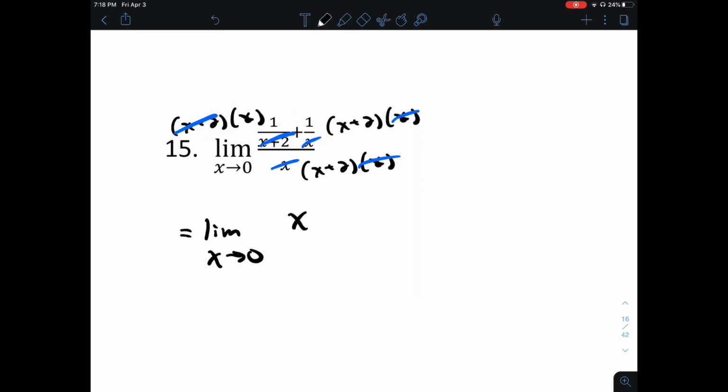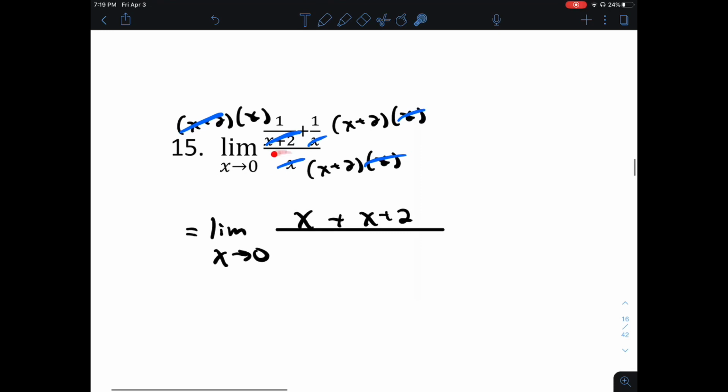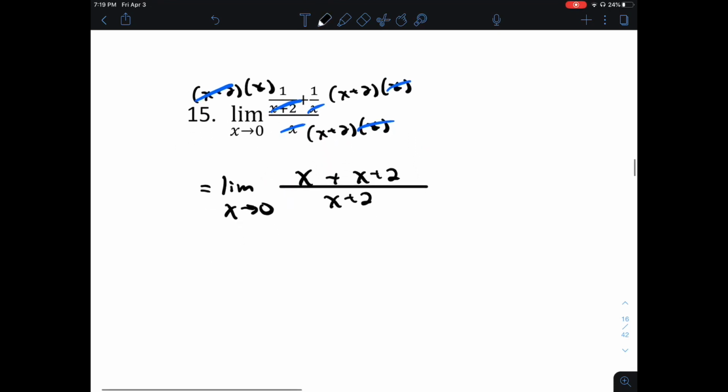This first fraction is just going to be an x plus. The second fraction is going to be an x plus 2. Please note, this was a subtract sign. We have to put this in parentheses. It isn't, so we won't. And then down here, we have an x plus 2.